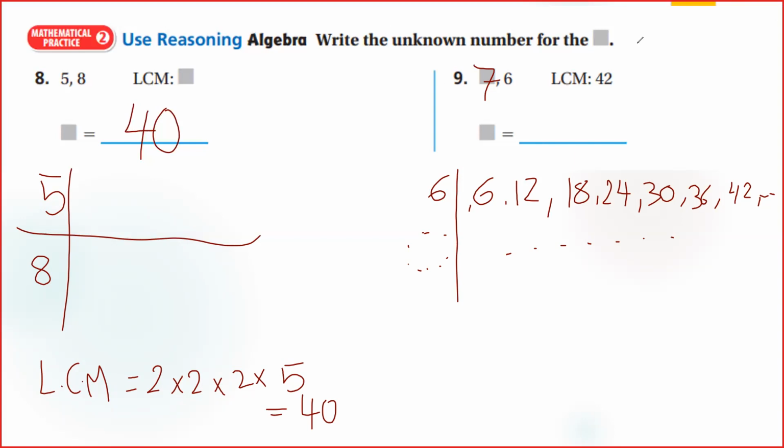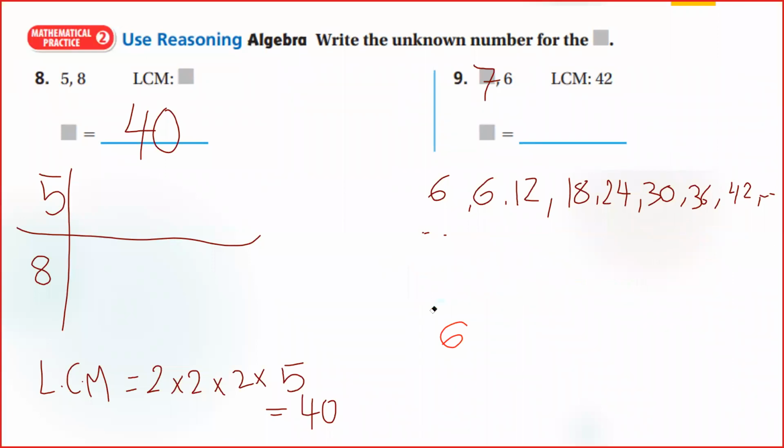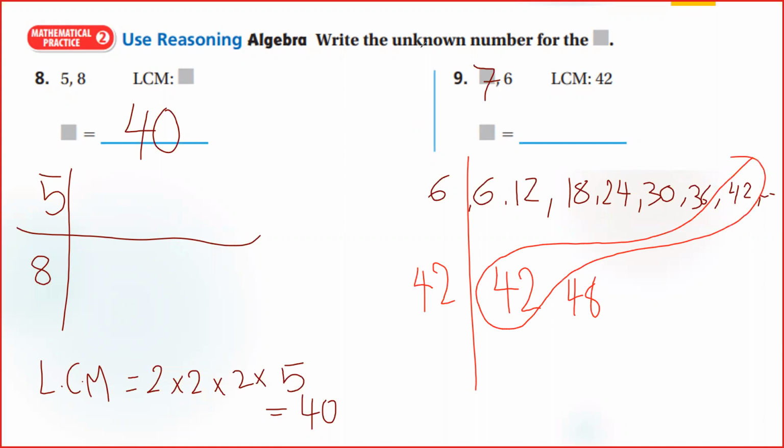She said, I will think about number 7. 7 times 1, 7, 14, 21, 28, 35, and 42. Then she said 42. Now another girl thought, let's say 6. Let's write it here like this. I have now the multiples of 6, and then I will say 42. Its multiple is 42, then 48, so it's going to be 42. So now we have two possible answers. It could be 7, as we said before, and it could be 42.